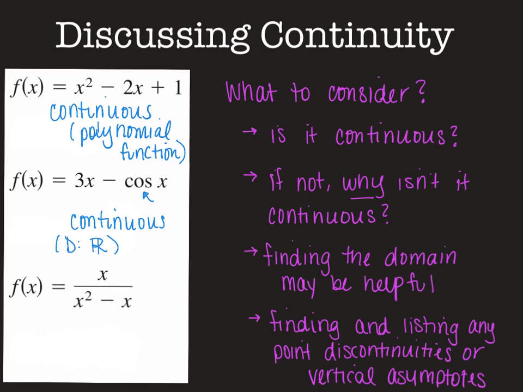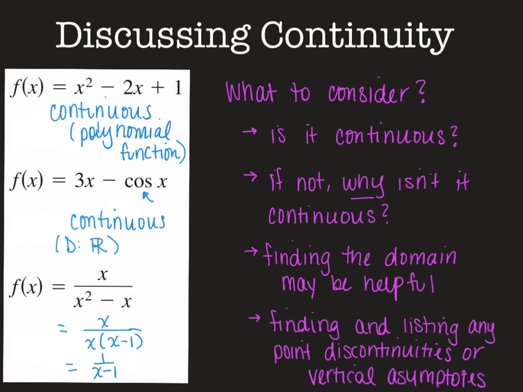So now we move on to the last one on this page, and this one has a whole different story going on here. The first thing I want to try to do is see if I can factor anything out. So when I factor my denominator, I'm left with x minus 1 times x. And notice that x is going to cancel out. So because it canceled out, that's going to be a point discontinuity.